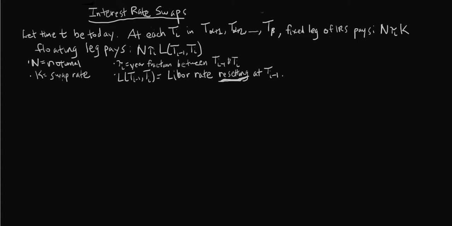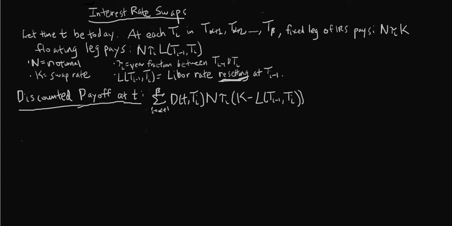Now K is the swap rate that the fixed party will pay, and this L, from Ti minus 1 to Ti, is the floating LIBOR rate that the receiver party will pay to the counterparty. The key part here is that this LIBOR rate is resetting at time Ti minus 1. This is a really important detail when looking at interest rate swaps: when the floating rate will reset. If this rate, for example, was at 3%, then at time Ti minus 1, that is when we determine what floating rate we're going to be looking at, and that rate will apply for the entire interval Ti minus 1 to Ti.